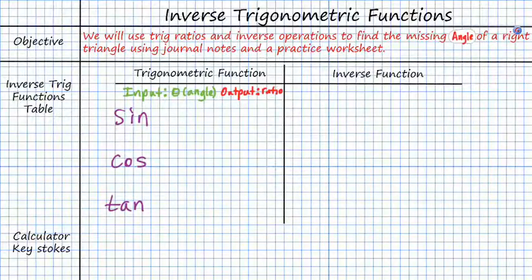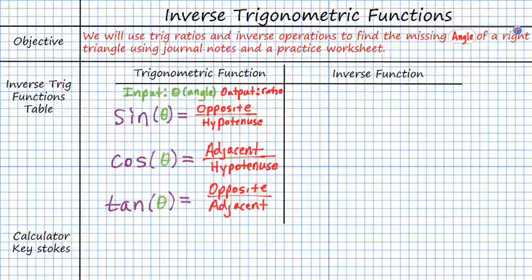So we know that if we say the sine of some theta, where theta is our input, then our output will be the ratio of the opposite side over hypotenuse. So my output is some ratio. And the same thing happens for cosine and for tangent. This is important because now we're going to define the inverse trigonometric functions.